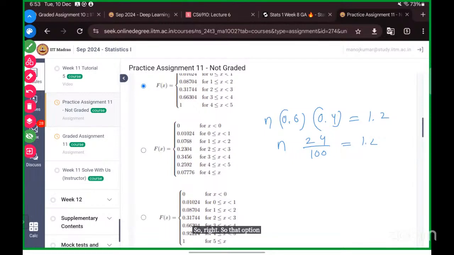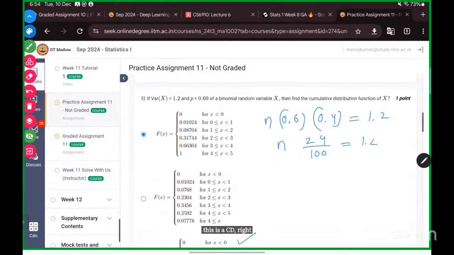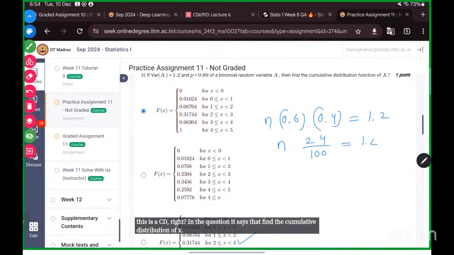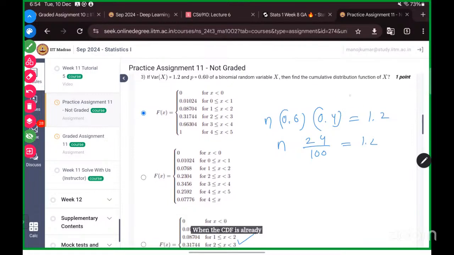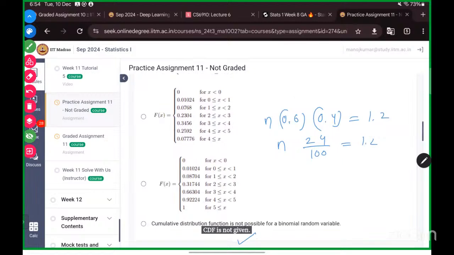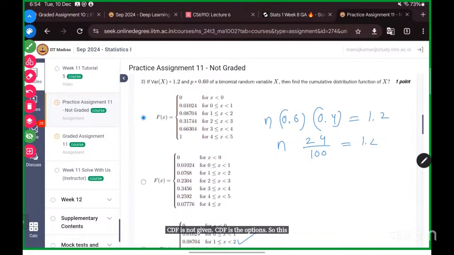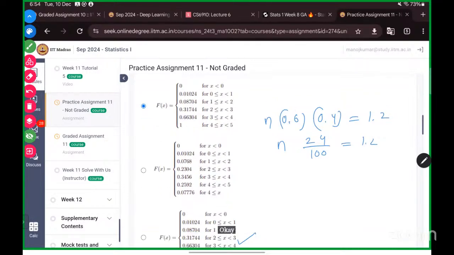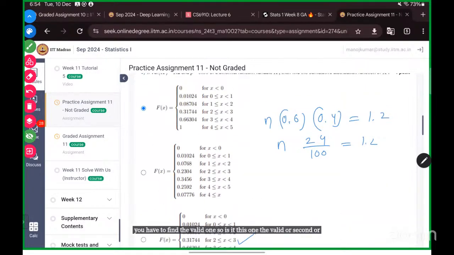Then the second option, basically this can be there. This is CDF. In the question it says find the cumulative distribution of x. When the CDF is already given, why is it asking to find the cumulative distribution? CDF is not given. The options are CDFs. So these 3 options are CDFs. You have to find the valid one. Is the first valid, or second, or third?